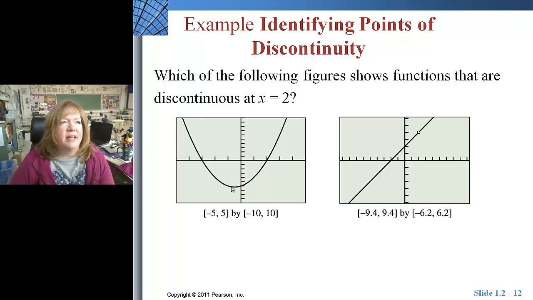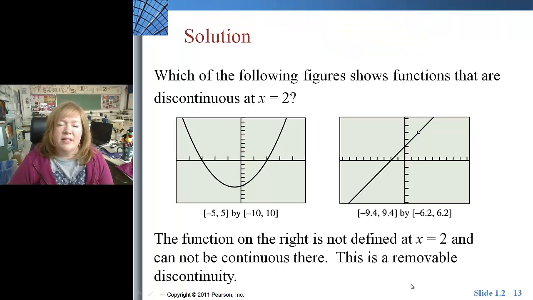So let's look at identifying points of discontinuity. Which of the following figures shows functions that are discontinuous at x equals 2? So you're looking for a hole, a jump, or something going on at x equals 2. If I look at this one, this is continuous on this whole interval. If I look at this one, boom, there's a hole there. So that hole is a removable discontinuity, and that is the function that is discontinuous at x equals 2. The function on the right is not defined at x equals 2 and cannot be continuous. This is a removable discontinuity. Now, graph these on your graphing calculator. You can also look at the table. If it says error, that is a discontinuity, and it's also a value that is thrown out of the domain.